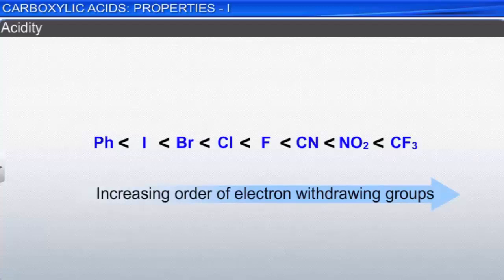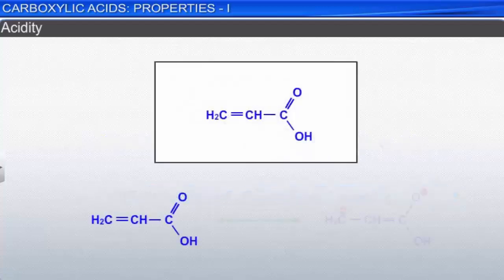Note that in the case of carboxylic acids in which the phenyl or vinyl group is directly attached to the carboxyl group, there is an increase in the acidity of the carboxylic acid instead of the decrease expected due to the resonance. This is because the carboxyl group is attached to a more electronegative sp2 hybridized carbon.